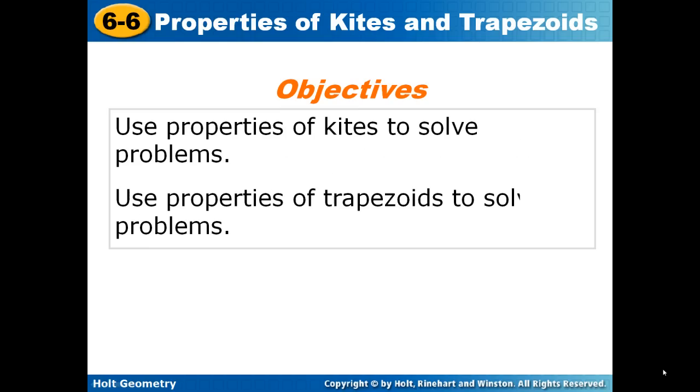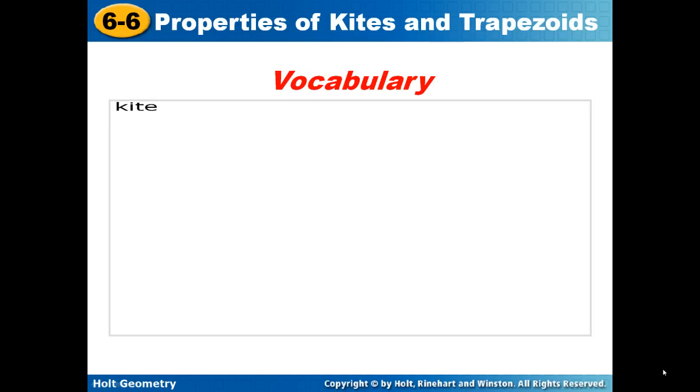So just a quick little deal, objectives. We're going to start off by using some properties of kites to solve some problems, and then we're going to move on to properties of trapezoids, specifically looking at some isosceles trapezoids.